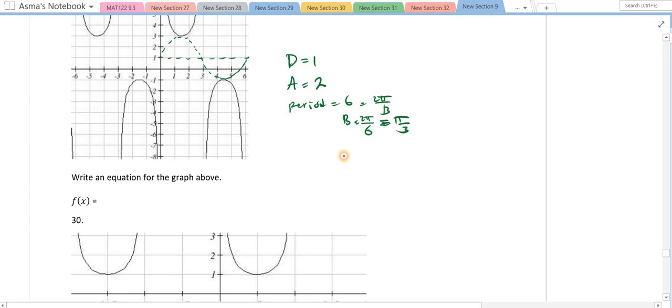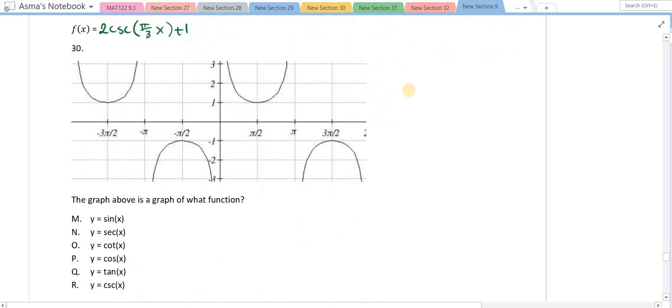Now we need c. C is 0, so I'm ready to write the equation. So this is equivalent to saying y equals a, and then I change this to cosecant bx minus c plus d. So this is equal to 2 cosecant pi over 3 x, there is no c, plus 1. So that is the equation for the previous function.